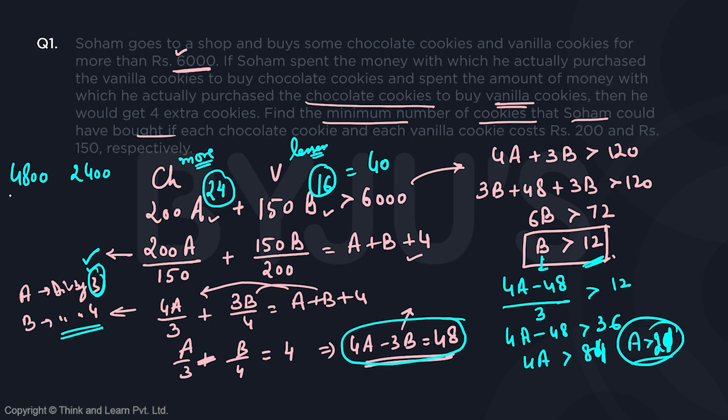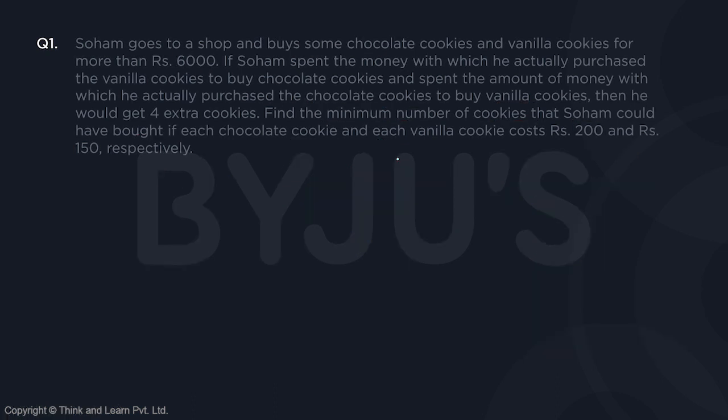If I purchase vanilla cookies with this money, 4800 divided by 150, I'll get 32 cookies. And if I purchase chocolate cookies with the vanilla amount, at 200 rupees each, I'll get 12 cookies. Their sum is 44, which is 4 more than the previous case. Even that is satisfied. So 40 is the minimum number of cookies I should have purchased. That becomes the right answer for this question.